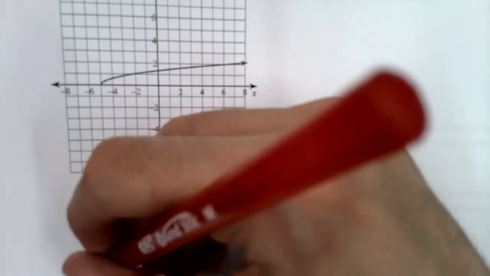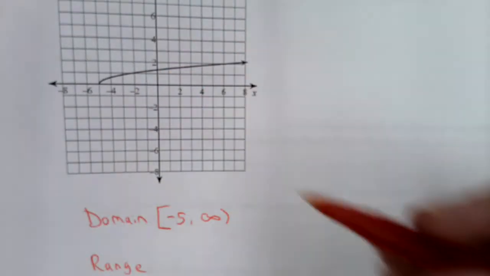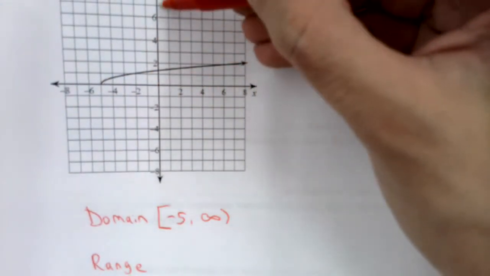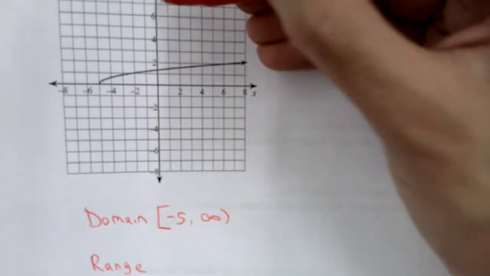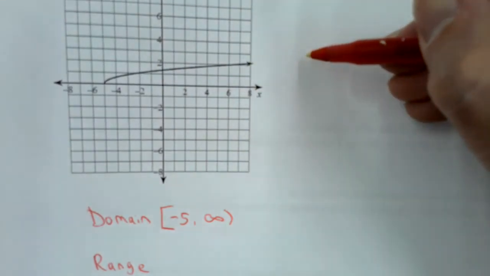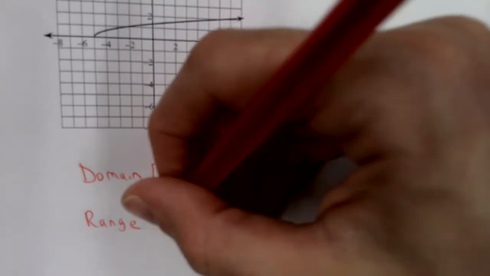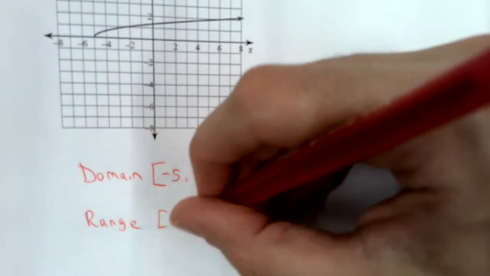The range will be the y values in this graph. So the y values, starting looking at the y-axis, at 0 to infinity, because it's going to keep going up very slowly, but it's going to keep going up. So the range will be from 0 to infinity.